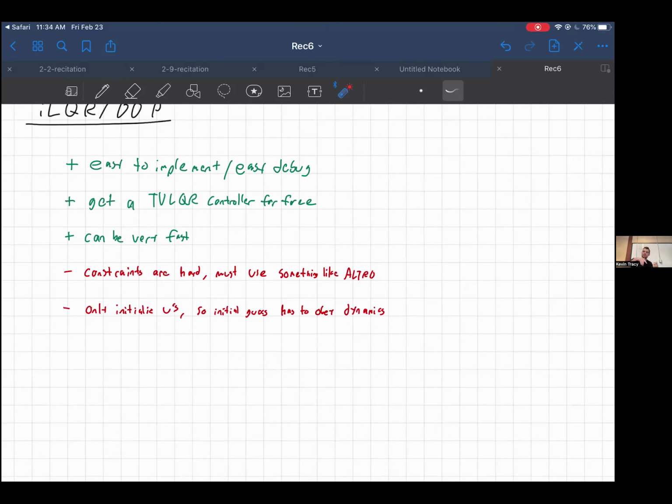I can put it closer to the solution by making this thing magically walk, and the solver will figure out what the controls are that make that possible. So only being able to initialize the U's is really such a painful part of using iLQR DDP, in that it really only works for systems where I can actually come up with a decent dynamically feasible guess. But walking, really difficult. Locomotion, really difficult. So it really only works for some problems.